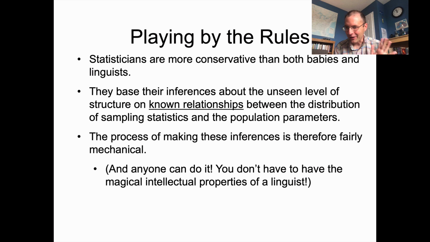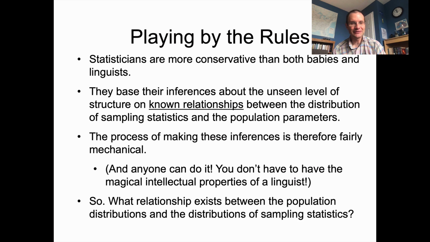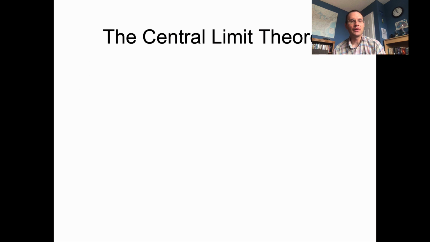And we don't know exactly how that works, but it doesn't matter for stats, because we're going to do something pretty much straightforward and, like I said, mechanical, or maybe even algorithmic, I guess. But to do that, we need to know what relationship exists between the population distributions and the distributions of sampling statistics. So what is that relationship?